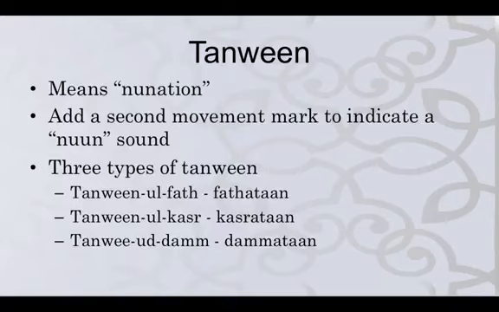So just like there were 3 diacritical marks that we learned last time, the fatha, dhamma, and the kasra, its associated tanween are 3. There are 3 types of tanween. When you add a second fatha on top of another fatha, it becomes tanween al-fath or fathatan. When you add a kasra below another kasra, it becomes tanween al-kasr or kasratan. If you add a dhamma on top of another dhamma, it becomes tanween al-dhamm or dhammatan. And we will go into details of each of these 3 next.